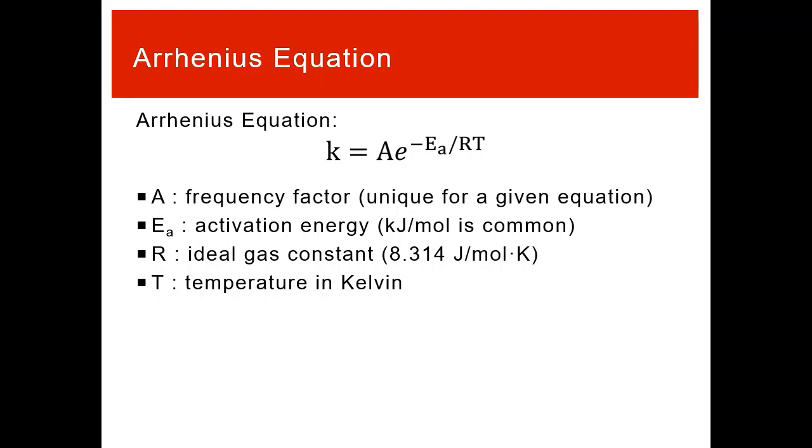R is the ideal gas constant. 8.314 joules per mole Kelvin is common. You'll note this is the same one we used for the Clausius-Clapeyron equation. It's the same idea, what we're working through. And then T is my temperature in Kelvin that I'm looking at.